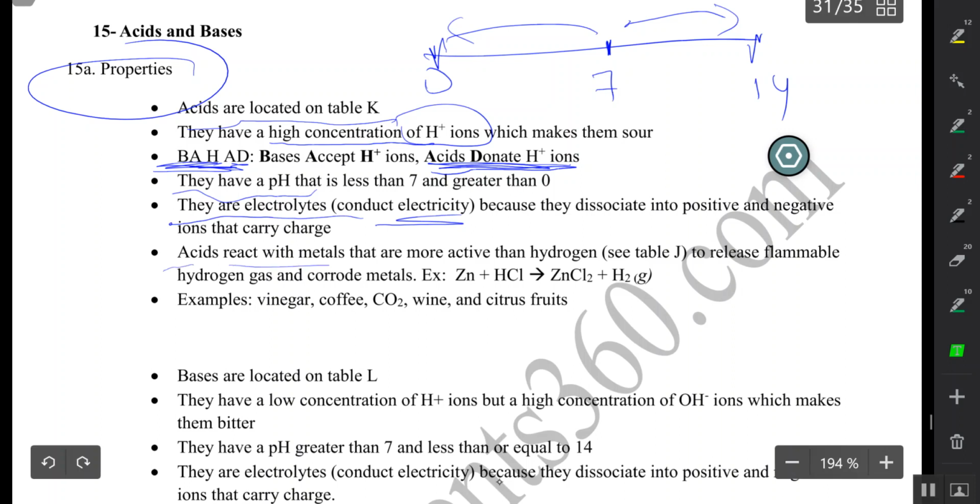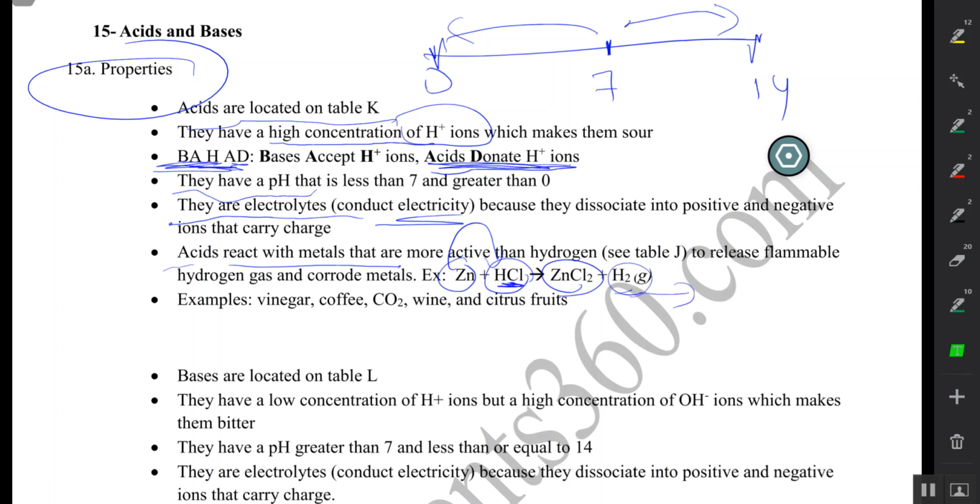Acids react with metals, and if they're going to react with a metal that's more active than hydrogen, that metal is going to replace the hydrogen. Here's an example. Zinc is more active than hydrogen in hydrochloric acid. So this zinc will knock off the hydrogen and take its place. The zinc will now hang out with the Cl, and the hydrogen will come right off. Hydrogen gas is very flammable.